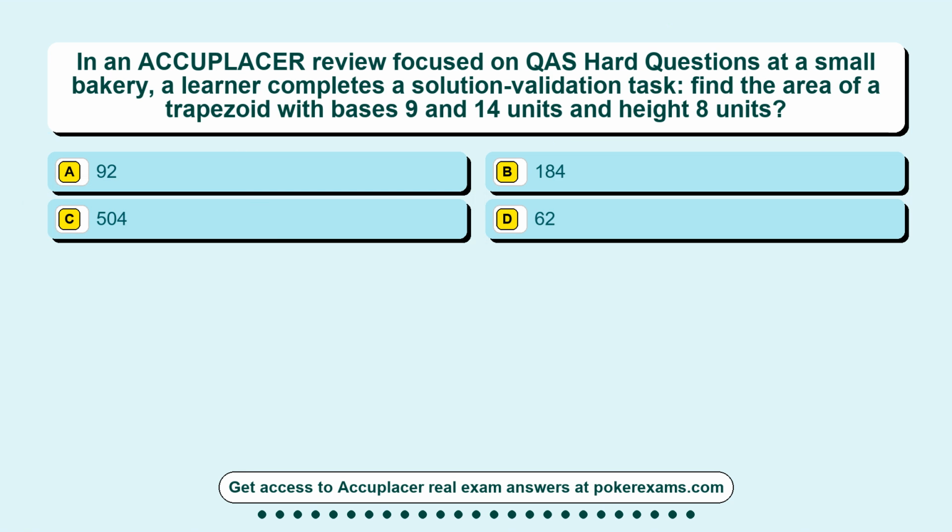Question 22. In an ACCUPLACER review focused on QAS hard questions at a small bakery, a learner completes a solution-validation task. Find the area of a trapezoid with bases 9 and 14 units and height 8 units. Option A, 92. Option B, 184. Option C, 504. Option D, 62.